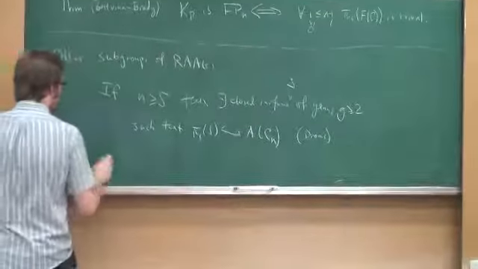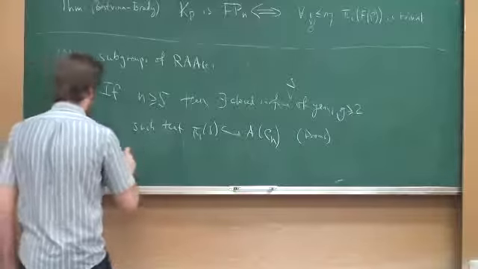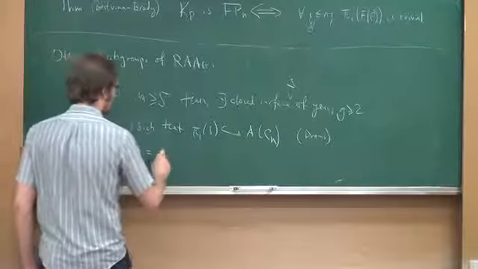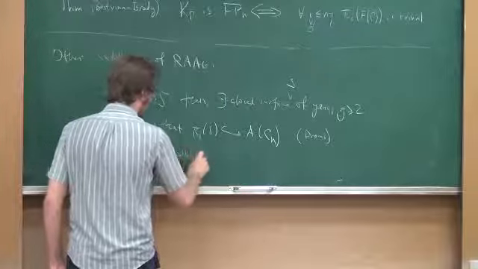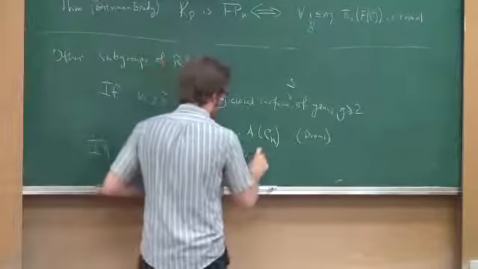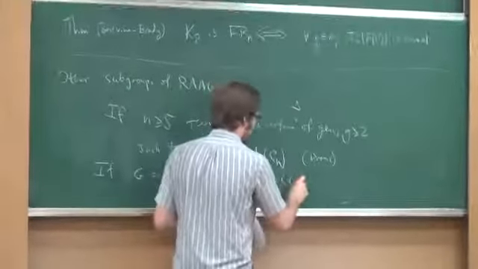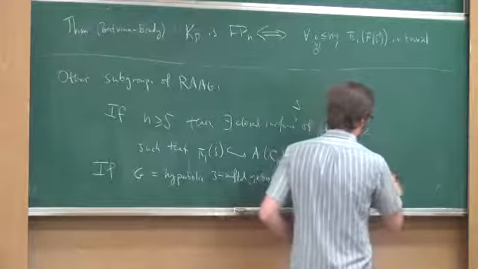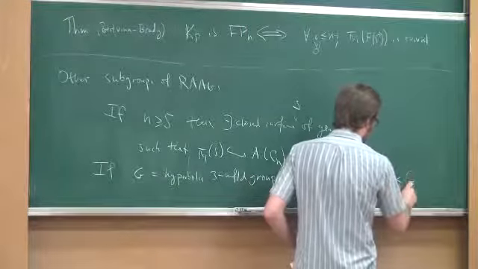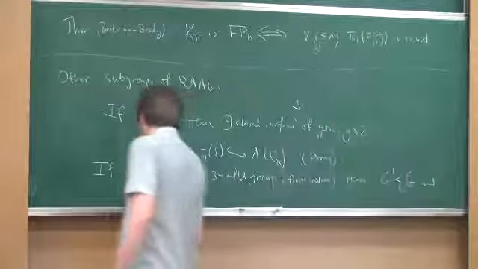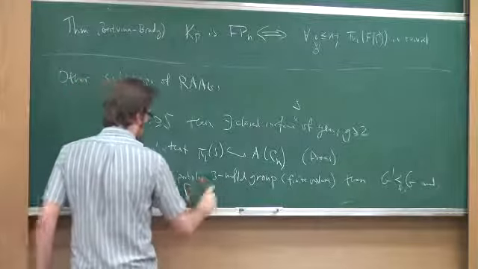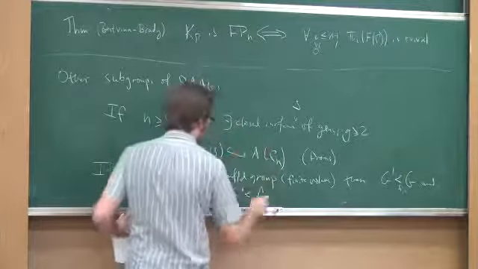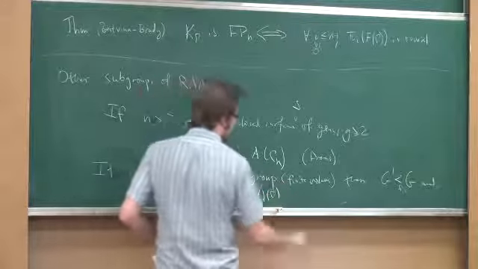And more strikingly, recall that we mentioned if G is the fundamental group of a hyperbolic 3-manifold of finite volume, then there exists a finite index subgroup G prime and a graph gamma such that G prime embeds in A of gamma. And this is due to Agol.